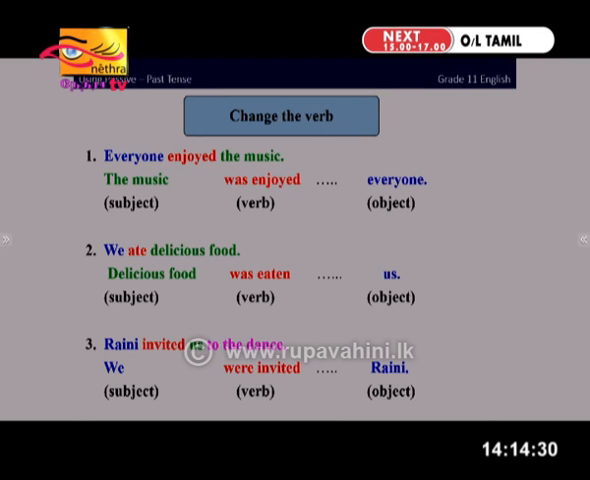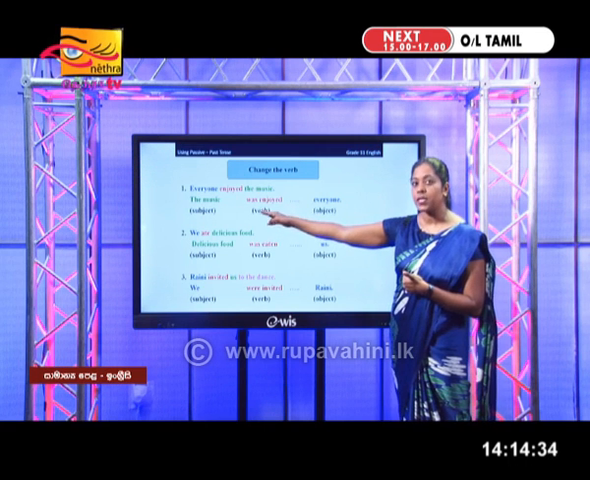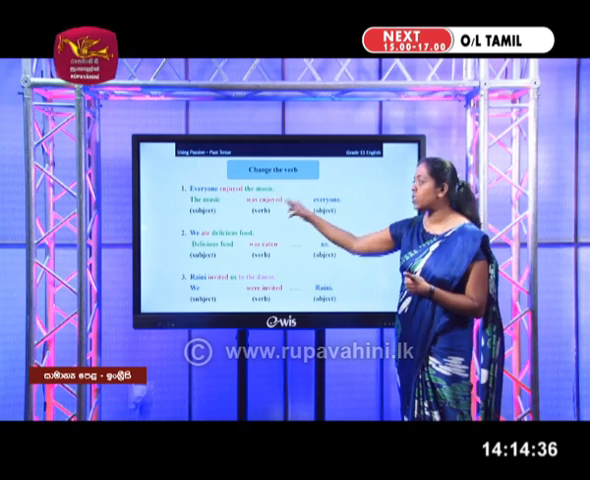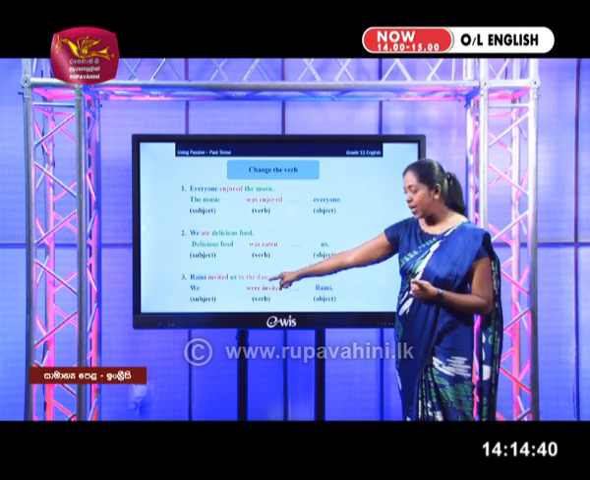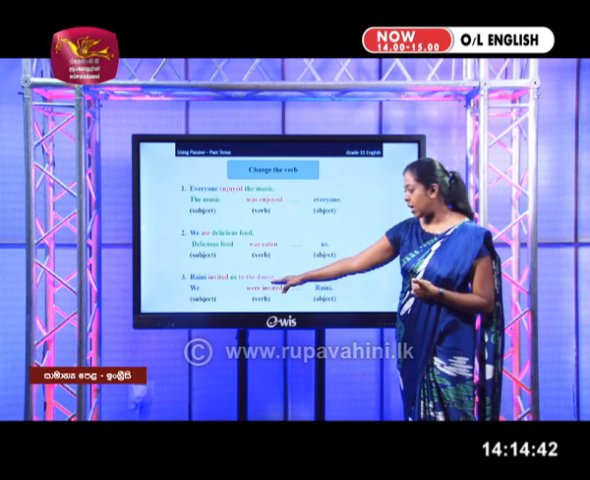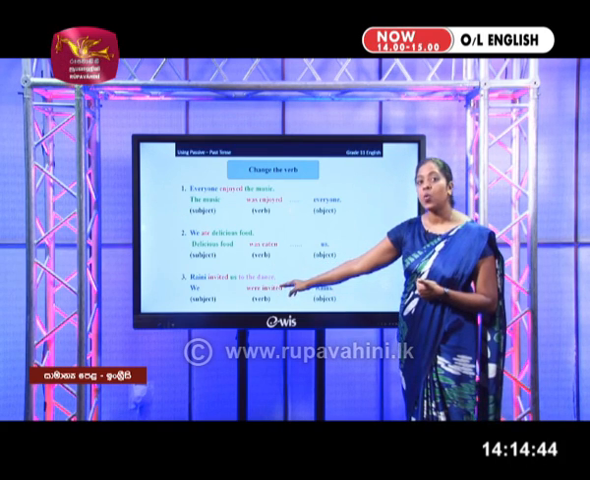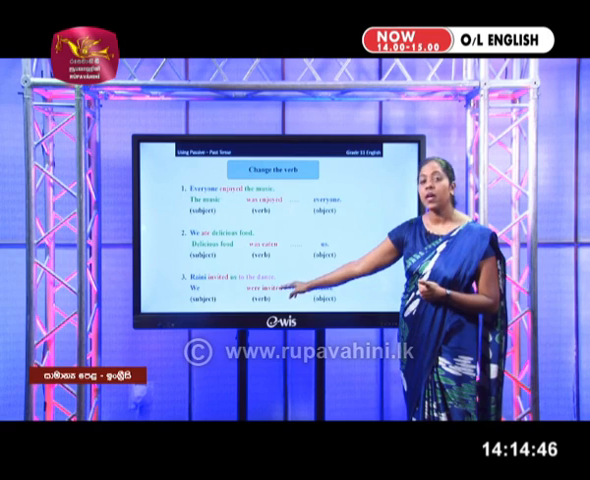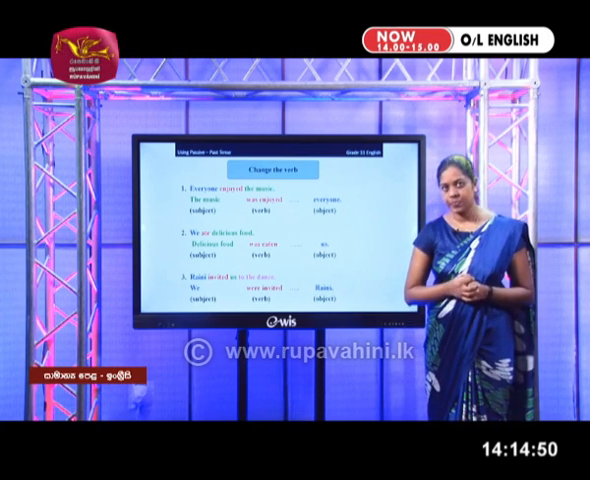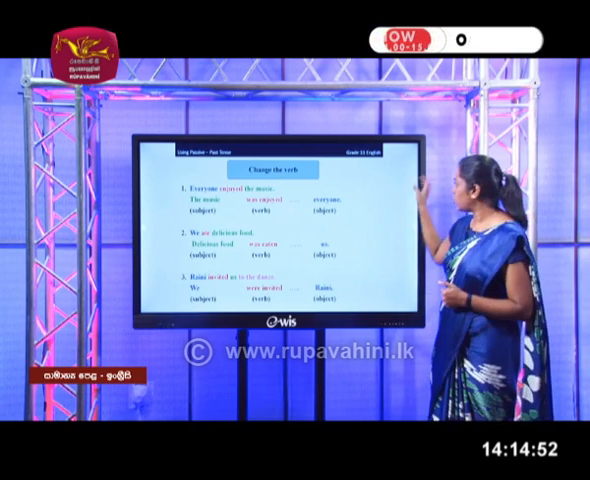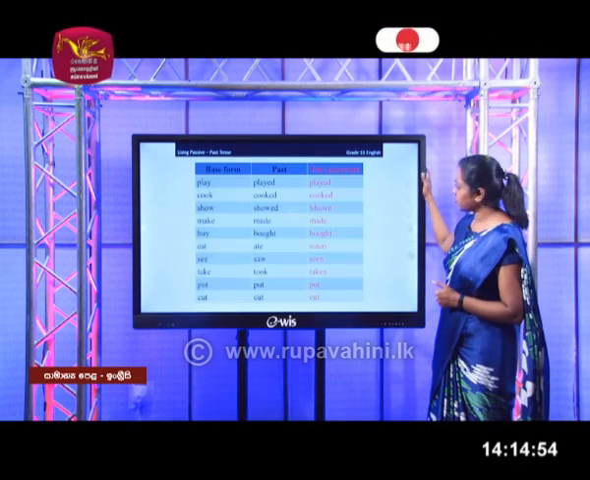We use was when the subject is singular. You can see the first example, the music, singular, was enjoyed. And if you come down to the third one, we, the subject is plural, therefore we are using the helping verb were, and it goes as were invited. Right? I shall show you a list of verbs, children.